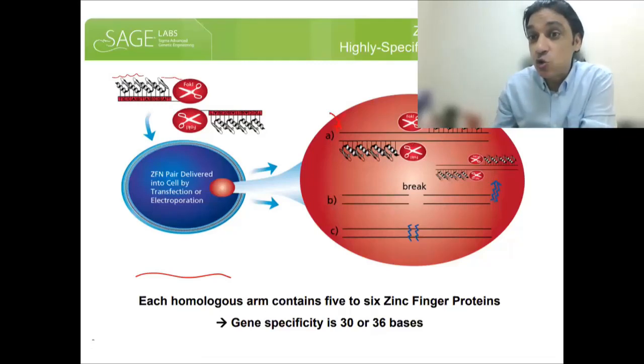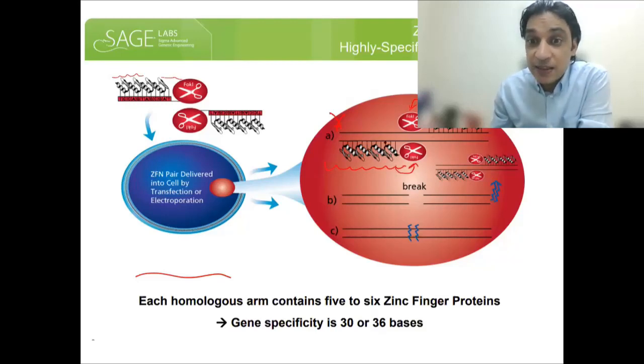You need to design two zinc finger modules. One should be able to bind here on one strand of the DNA, and the other should be able to bind here on the other strand of the DNA. This one includes the FokI. This one includes the FokI.